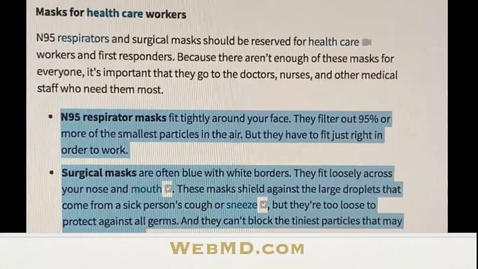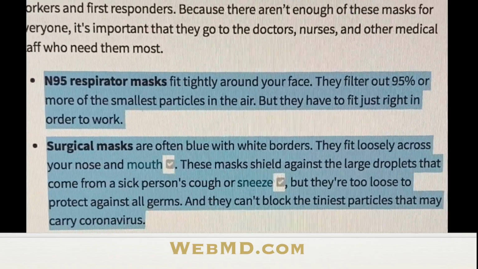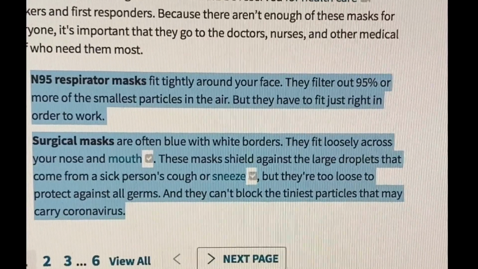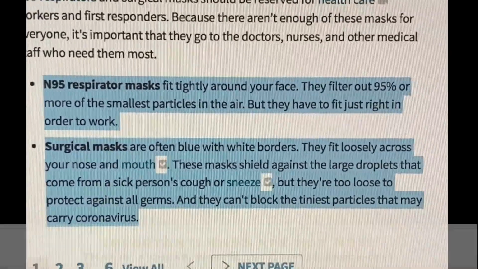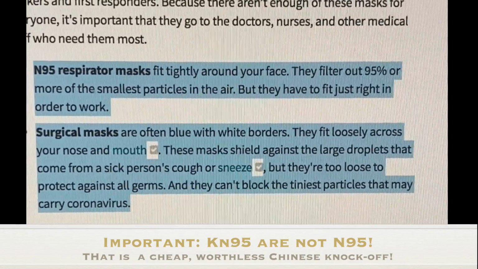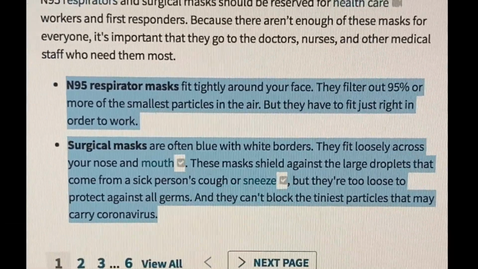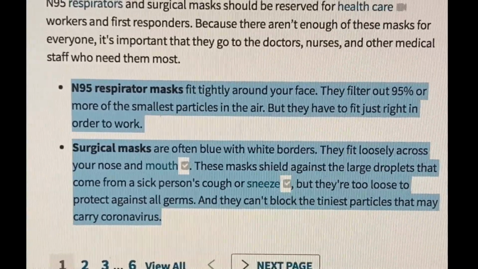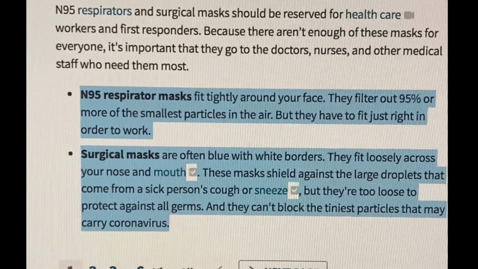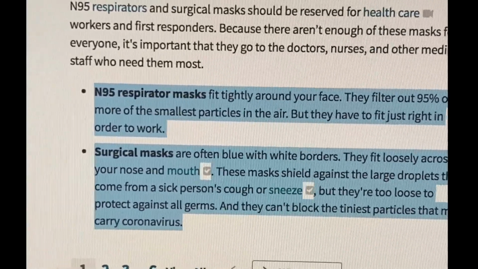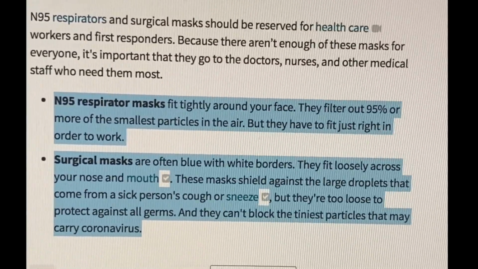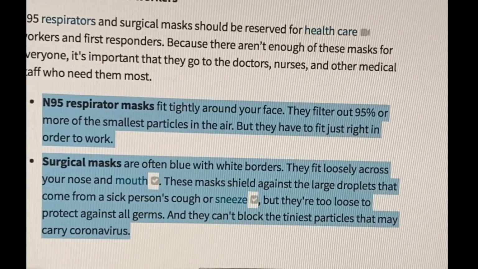And here's another site here, WebMD. N95 respirator masks fit tightly around your face. They filter out 95% or more of the smallest particles in the air, but they have to fit just right in order to work. And then it goes down to surgical masks. These masks shield against the large droplets that come from a sick person's cough or sneeze. That's why surgeons wear them, so they're not coughing and sneezing into their patients while they're operating on them. And then it goes on to say, but they're too loose to protect against all germs, and they can't block the tiniest particles that may carry coronavirus.